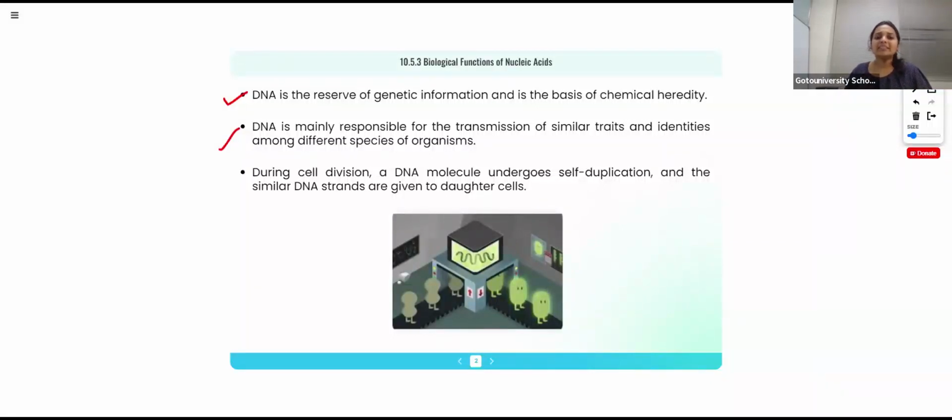During cell division, a DNA molecule undergoes self-duplication and the similar DNA strands are given to daughter cells. During cell division, everything you may have discussed in biology classes, right? So during cell division, a DNA molecule undergoes self-duplication and the similar DNA strands are given to daughter cells. Okay, that's how the information is carried from generation to the next generation.